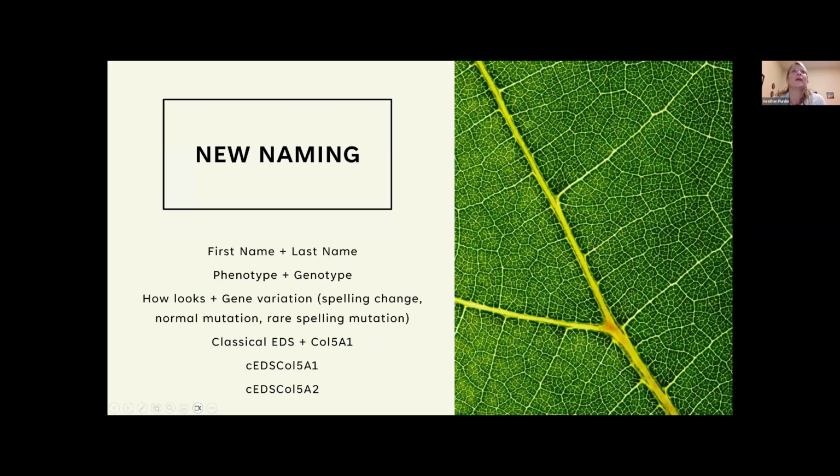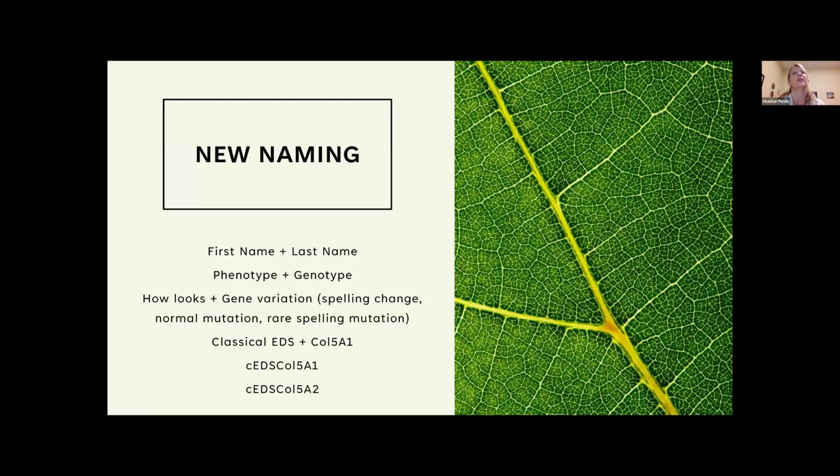So we are going to be having new naming come out for the Ehlers-Danlos syndromes. They're going to be giving a first name to the last name that previously was there. So the first name is the phenotype. So classical EDS is called classical. That would be the first name.